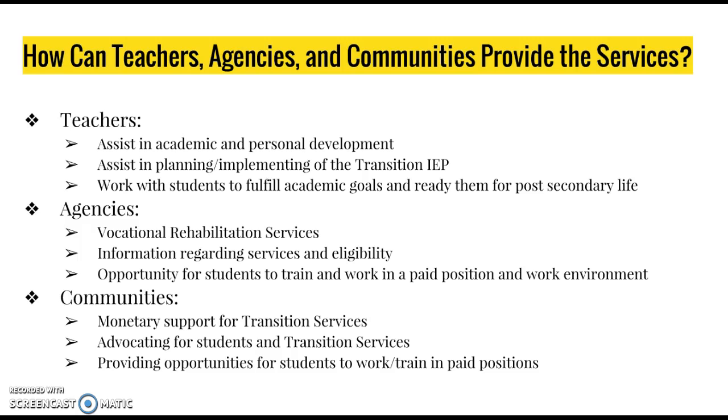Adult agencies are going to offer you vocational rehabilitation services and information regarding those services and eligibility, so these are going to help students further develop any working abilities that they are going to need to function in post-secondary society. And any adult agencies such as employers can provide opportunities for students to train and work in a paid position and learn on-the-job training with other employees.